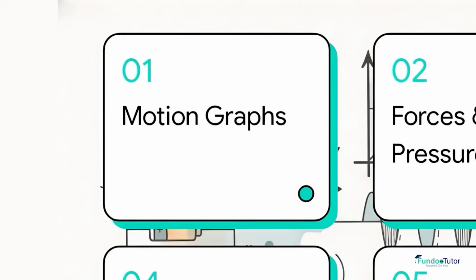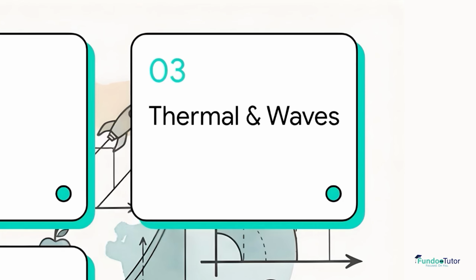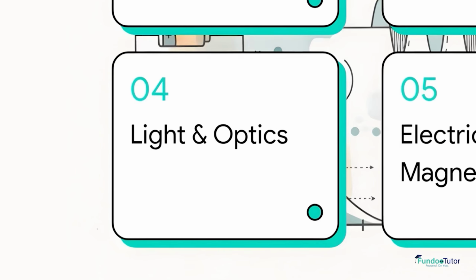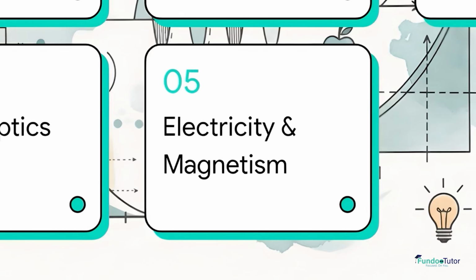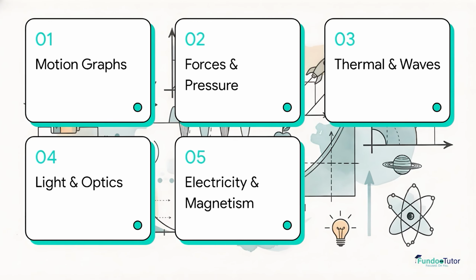We'll kick things off with motion, then hit forces, pressure, and momentum. After that, we'll look at thermal physics and waves, then light and optics, and we'll wrap it all up with electricity and magnetism. It's a nice, logical flow that's going to cover everything you need.